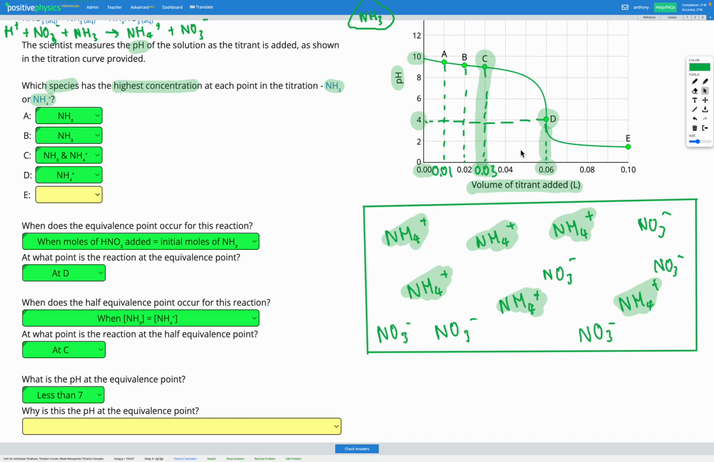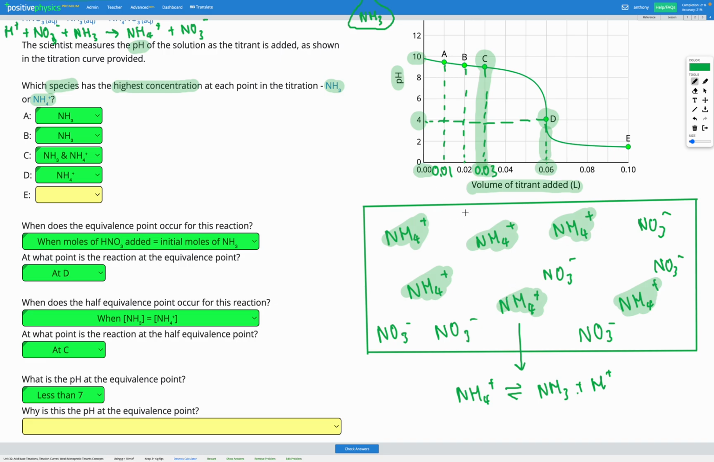The reason why is that because we have a weak base reacting with our strong acid, our weak base forms NH4 plus. So at our equivalence point, we have NH4 plus. But because NH4 plus is the conjugate acid of a weak base, it's actually going to in turn react with the water to form NH3 again. So some of these NH4 plus ions are actually going to form back into NH3 and H plus ions.